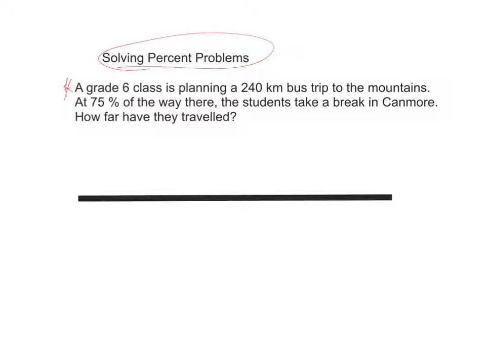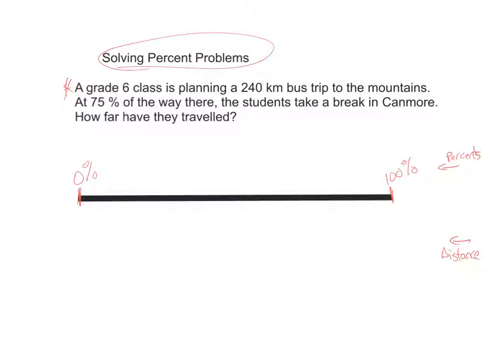So this is what I would like us to do. At one end of the number line, I want us to write 0%. At the other end of the number line, I want you to write 100%. It doesn't matter how long your number line is, but we want to show 0% on one side and 100% on the other side. Now, on the top here, I'm going to have my percents. On the bottom, I'm going to have my distances.